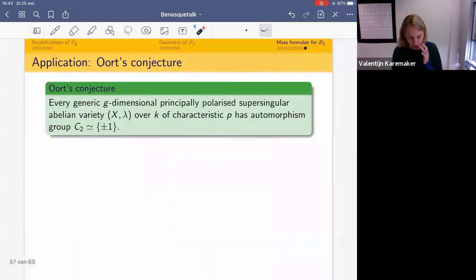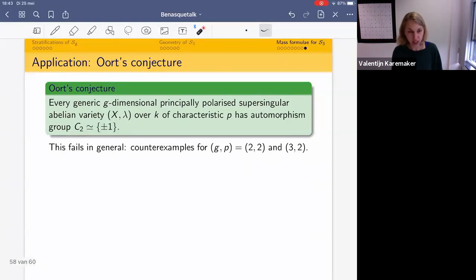Yes, we can use them to say something about Oort's conjecture. So what does Oort's conjecture say? It says that every generic g-dimensional principally polarized supersingular abelian variety over k of characteristic p has automorphism group C2, so just plus minus 1. This is as small as it can be. And this is a logical thing to conjecture because the same is true for ordinary abelian varieties. So if you replace supersingular with ordinary, then this is known to hold.